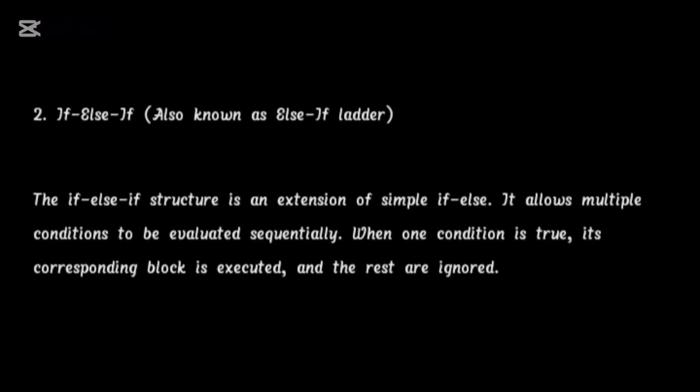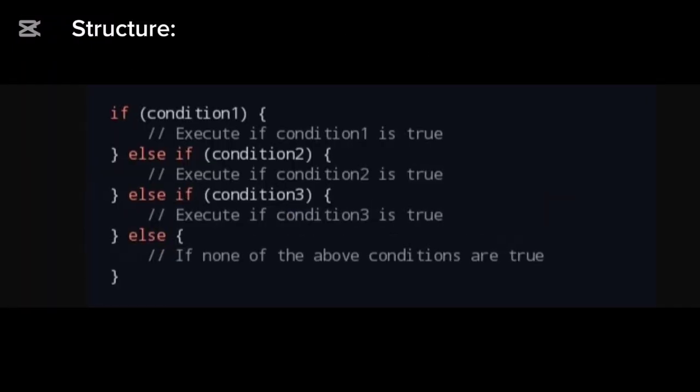Let's go for if-else-if. The if-else-if structure is an extension of simple if-else. It allows multiple conditions to be evaluated sequentially. When one condition is true, its corresponding block is executed and the rest are ignored. Here is the structure and example.